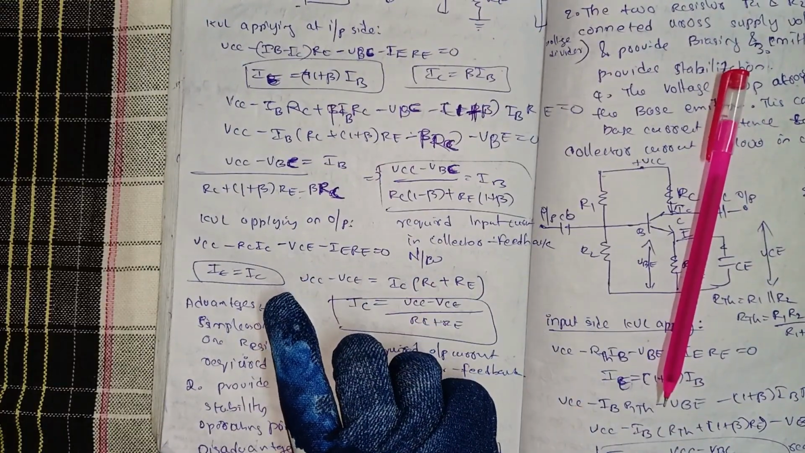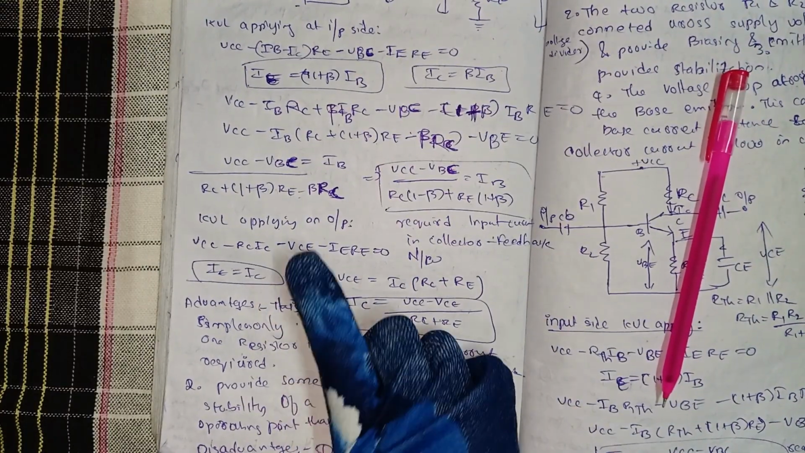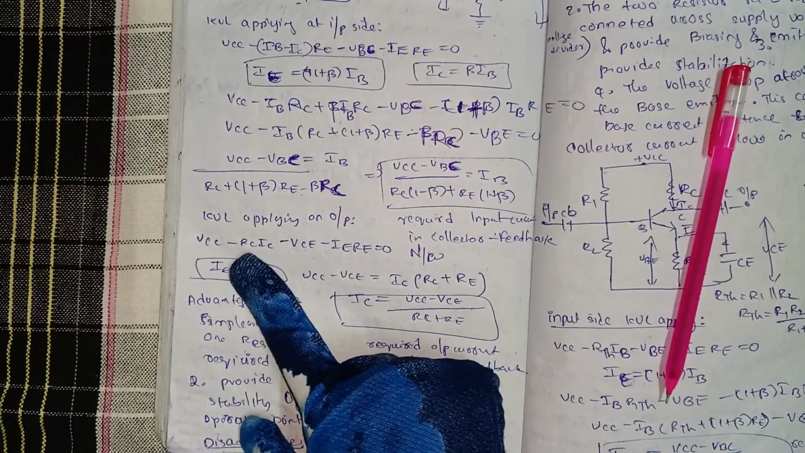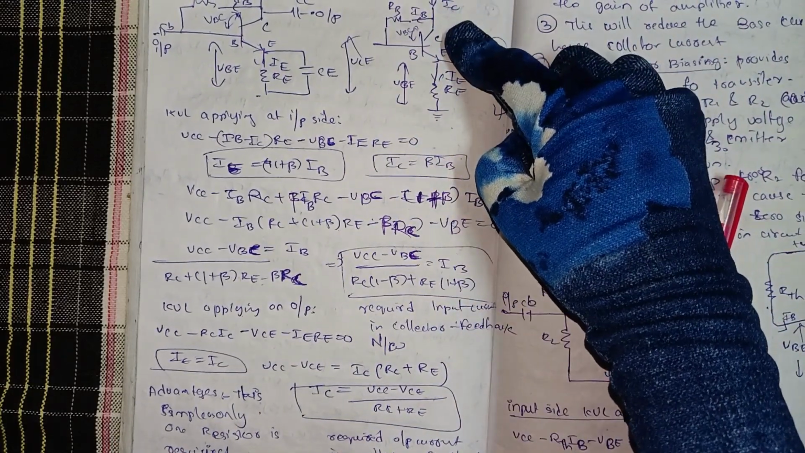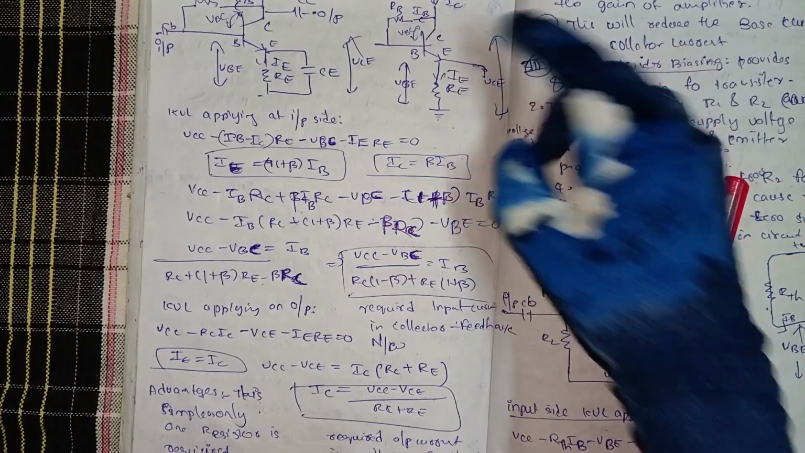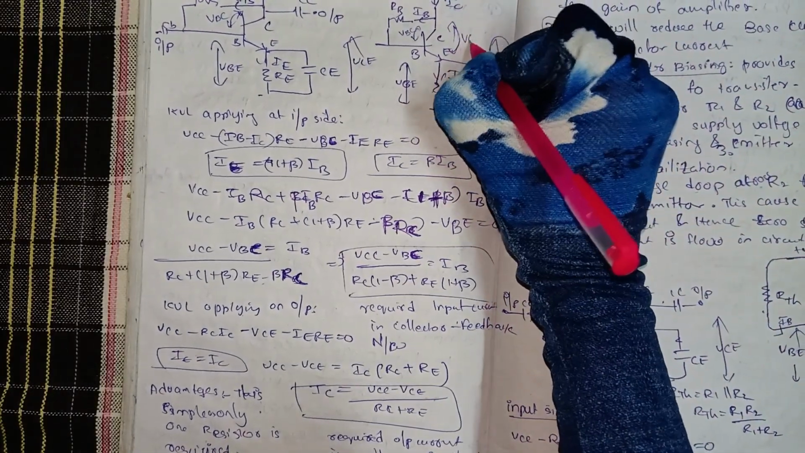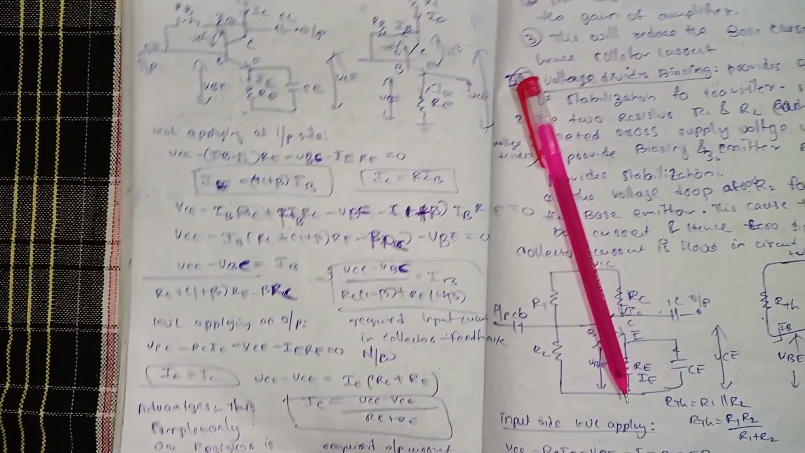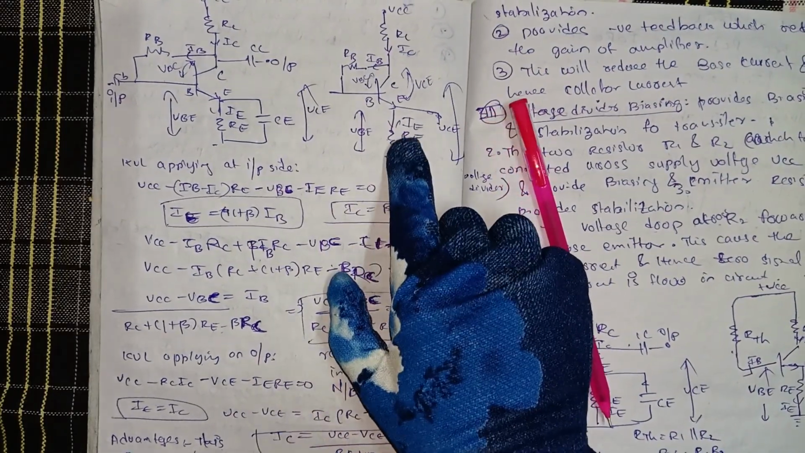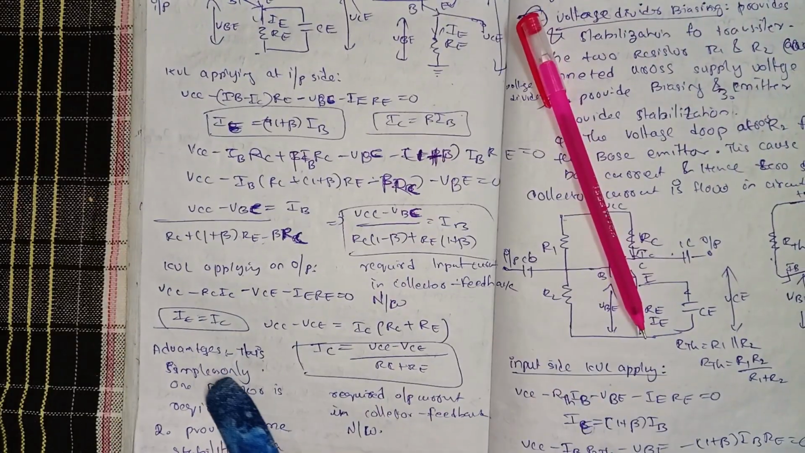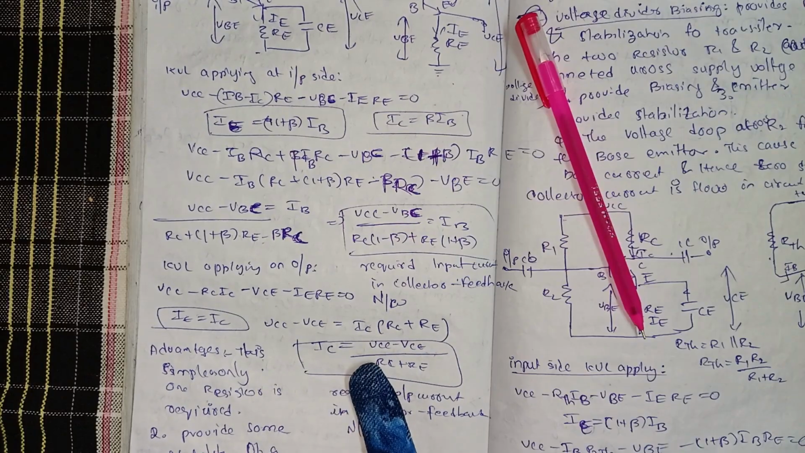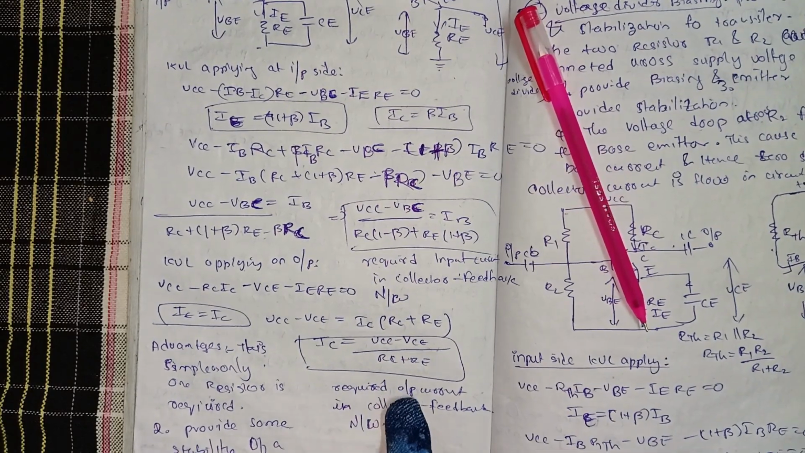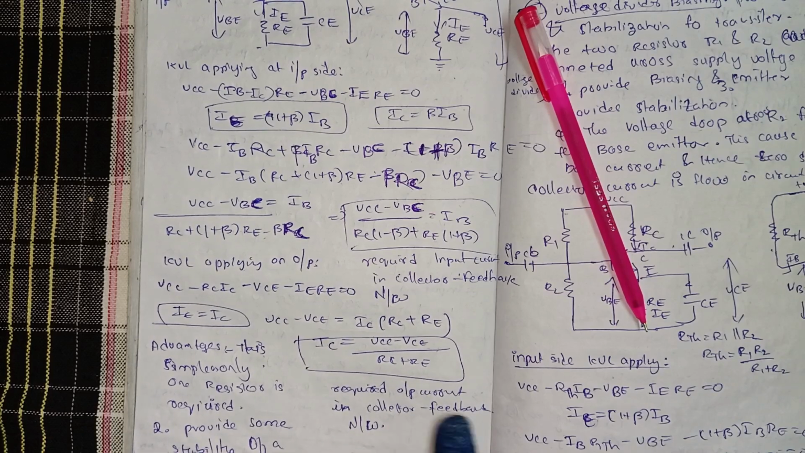Then applying KVL at the output side: VCC minus RC IC minus VCE minus IE RE is equal to 0. As we know, IE is equal to IC, so VCC minus VCE is equal to IC into (RC plus RE). So we get the IC value, the required output current in the collector negative feedback network.